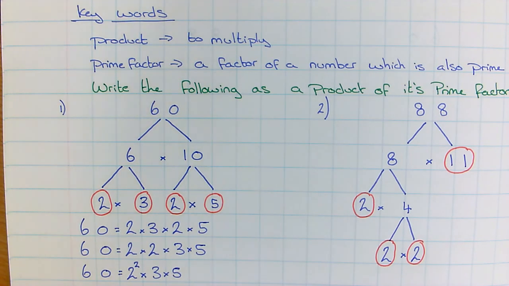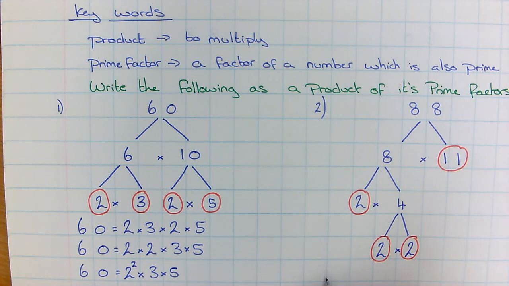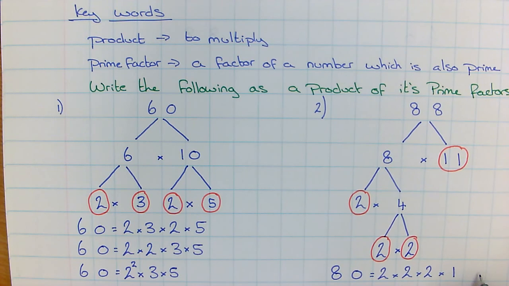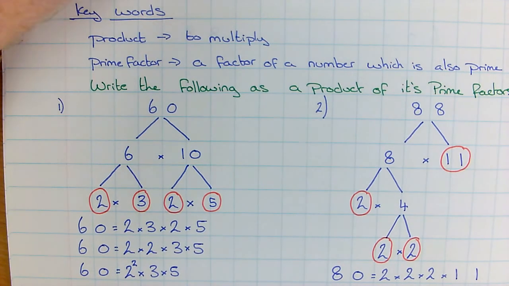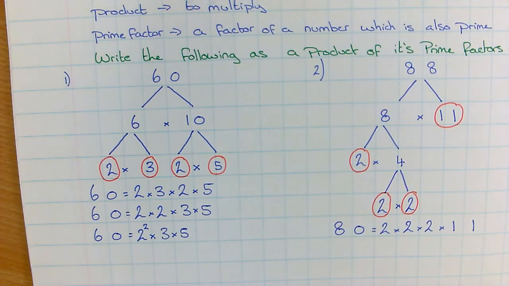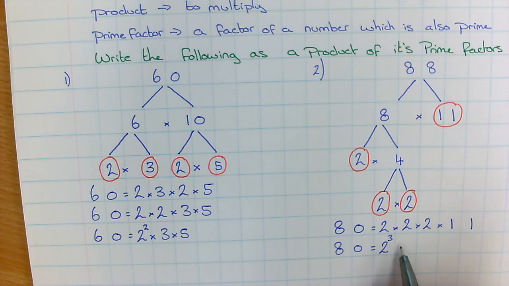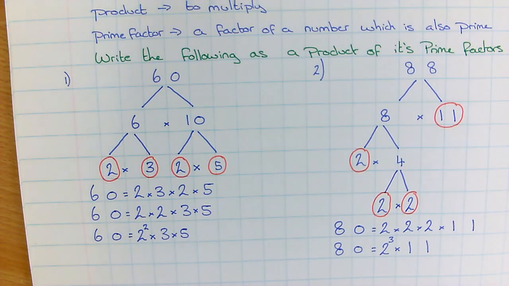Now we've got all our numbers circled, so the last thing to do is to write them out as a product, so multiplying them together. So 88 equals 2 times 2 times 2 times 11, or as we said a minute ago, if we're showing off, we can write that in index form. There are 3 2's being multiplied, so that is 2 to the power of 3 multiplied by 11. And that is prime factorisation.